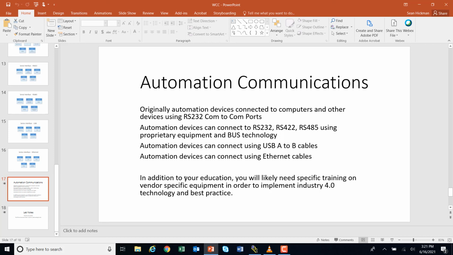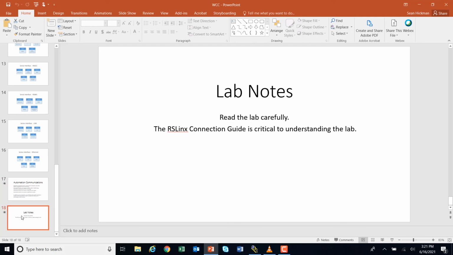One final note. In addition to your education, you're likely going to need specific training on vendor-specific equipment in order to implement Industry 4.0 technology and best practice. There's a lot out there, just a lot of idiosyncrasies. And so we would have a lab that utilizes the RSLinx to connect up to a variety of different controllers and devices and establish communications to see how they work.